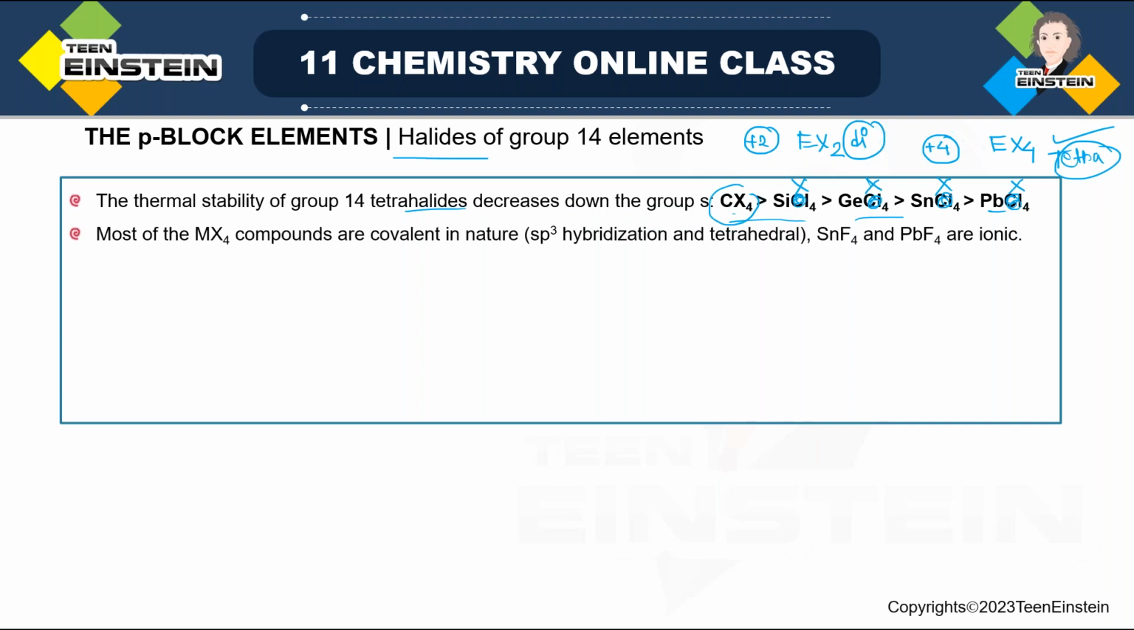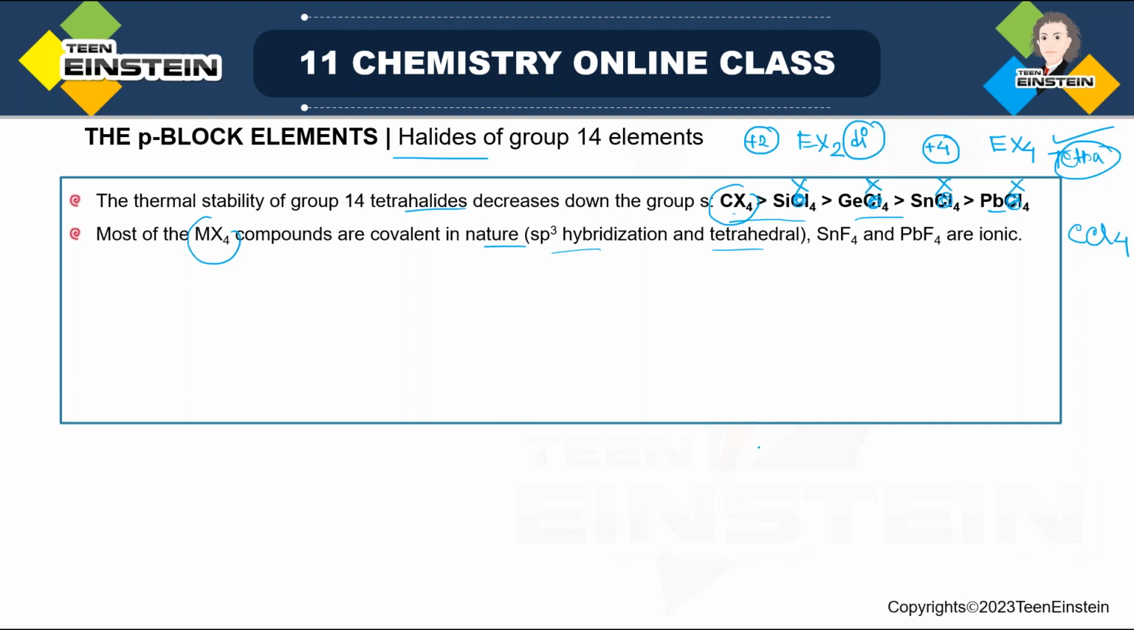Now most of these EX4 or MX4, whatever you say, where M is the element, are covalent in nature. And as there is a total of 4 coordination, it is tetrahedral and the hybridization is sp3. Just take any example. Suppose I am taking the example of CCl4. So it is sp3 hybridized and tetrahedral.